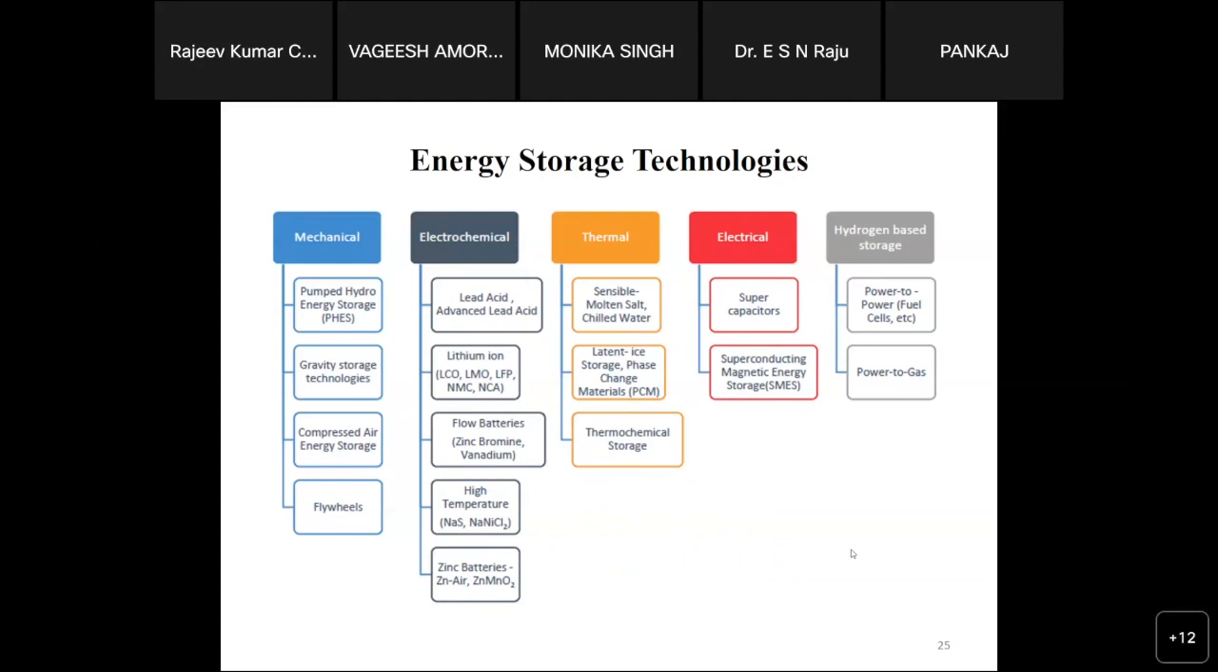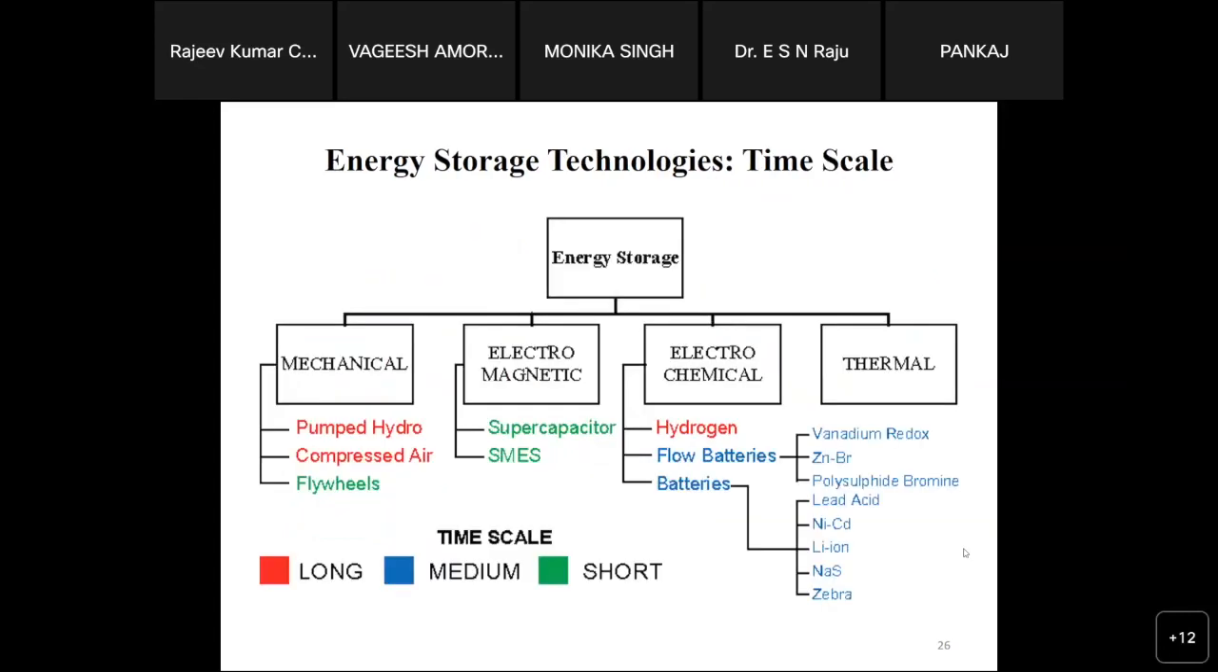So we can go with the different energy storage technologies based on the application. Here I'm giving the application based on the time scale: short, medium, as well as long. For the short scale, we can go with the supercapacitor or the superconducting magnetic energy storage, and flywheels also can be used for short-term energy storage. For the medium term, we have to go with the batteries, electrochemical energy storage. For the long term, we have to go with the pumped hydro and compressed air. That means these are the energy storage technologies based on the time scale, that is, how much time they will provide the power.